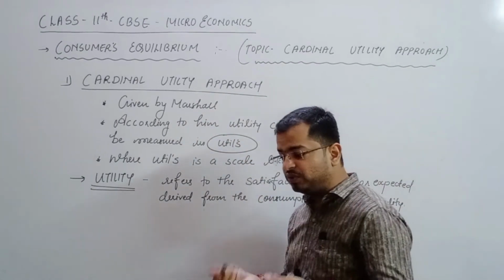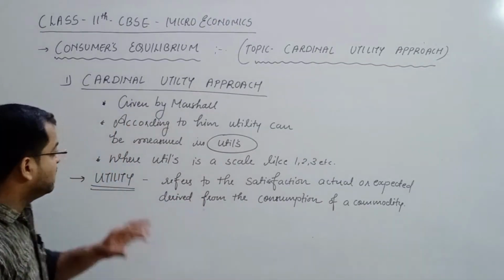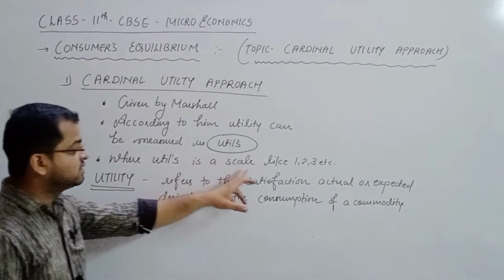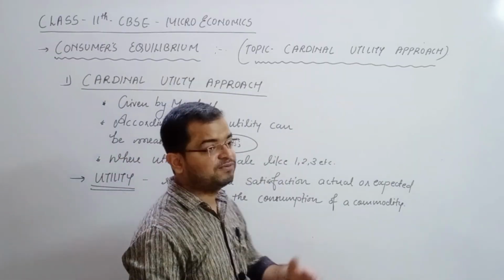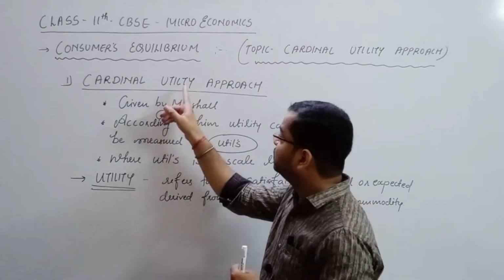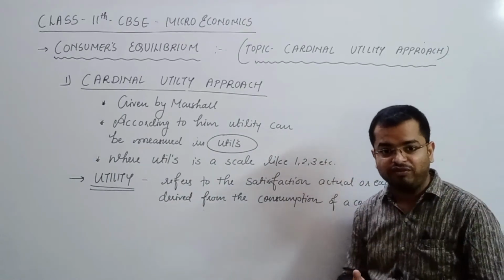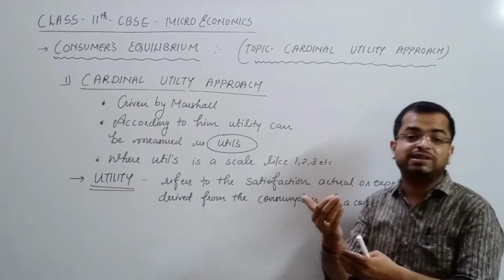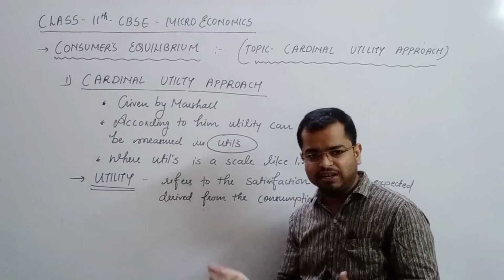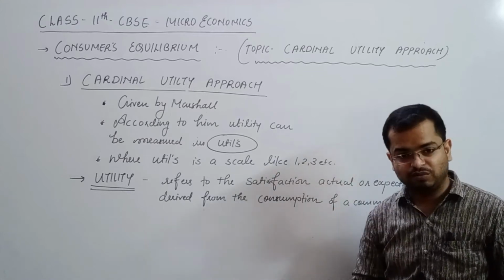Now friends, you will think, what do we mean by utils? Before discussing utils, we will see a few points related to utils, where utils is a scale like 1, 2, 3, etc. Yes, from the start we were discussing the cardinal, that means numerical, utility approach. Cardinal analysis is the kind of approach in which we calculate utility in numbers, that is 1, 2, 3, 4, 5, etc. any value. It can be negative or positive, which will be discussed afterwards with an example.